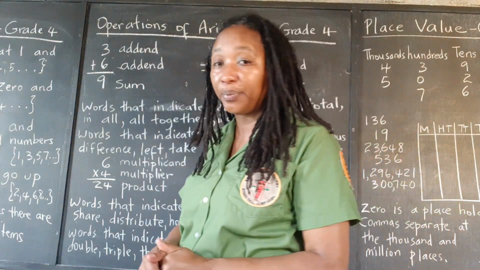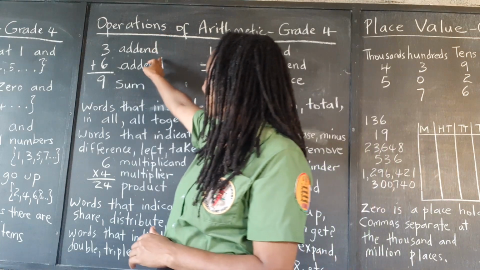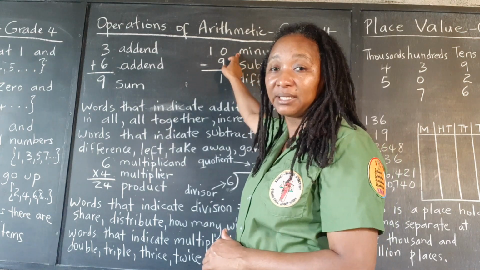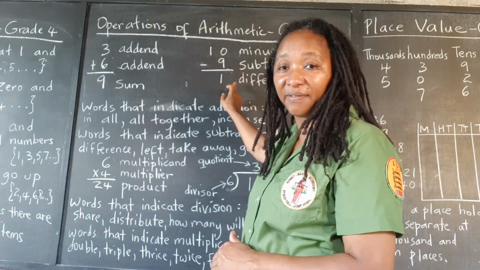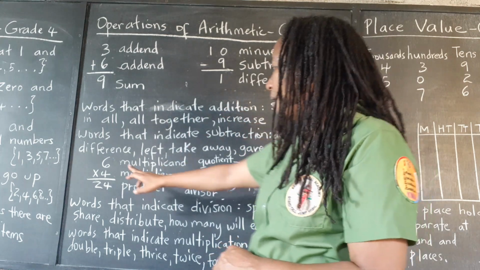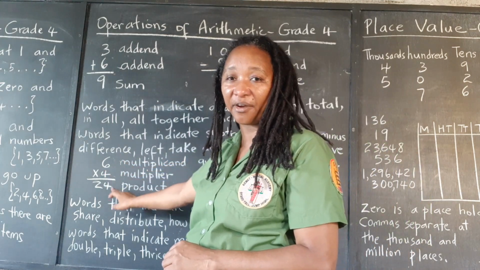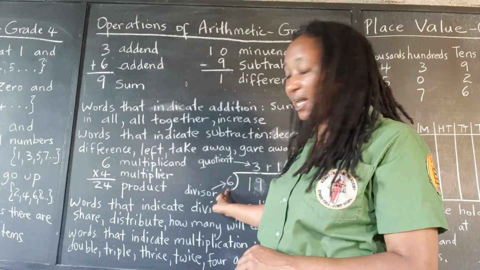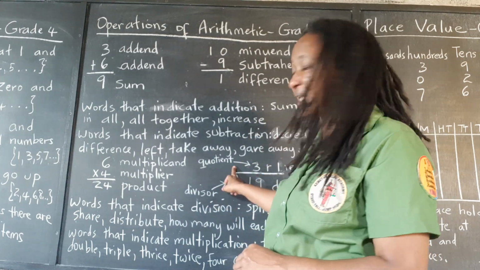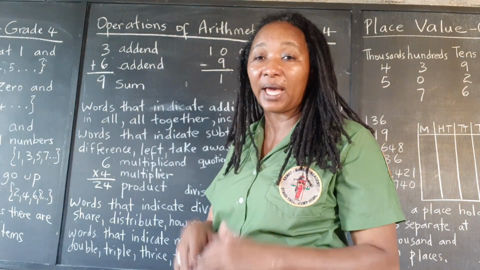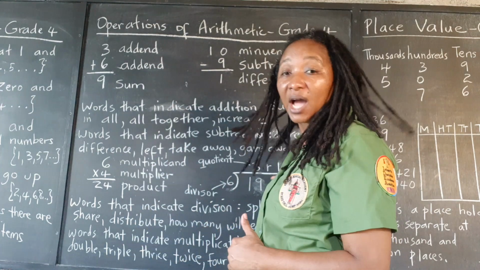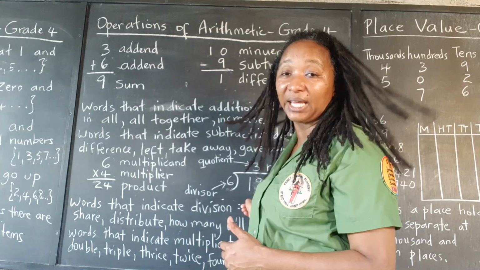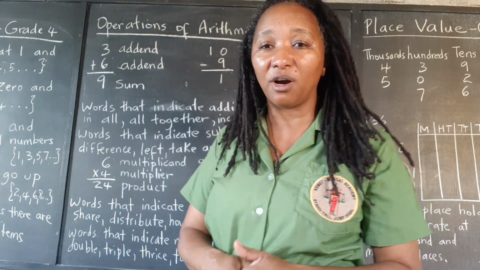So let us recap. Addend plus addend gives sum. Minuend take away subtrahend gives the difference. Multiplicand times multiplier gives product. Dividend divided by divisor gives a quotient. And sometimes if it cannot go exactly into it, there is a remainder. If it can go exactly into it, if it is a factor of the dividend, there will be no remainder or a remainder of 0.